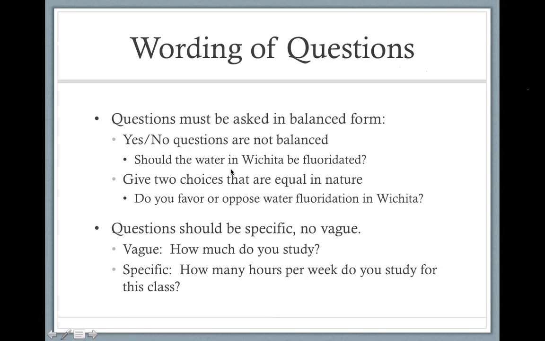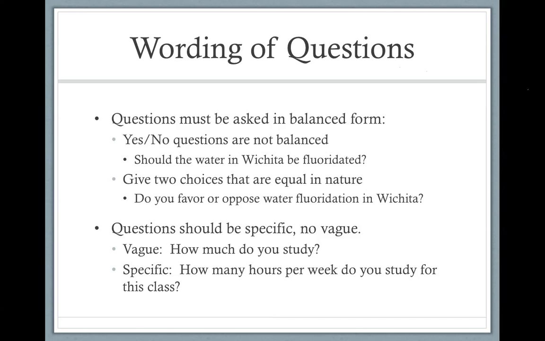Wording of the questions. Questions must be asked in a balanced form to avoid error. Yes, no questions are something that aren't balanced because you might have an inherent bias with the way the question's worded. For example, a local issue is, should the water in Wichita be fluoridated? Yes or no. If you word the question in this way, it's kind of biased that it should be. Okay, you could also word the question, should we avoid fluoridating the water in Wichita? Which would be a negatively balanced question.